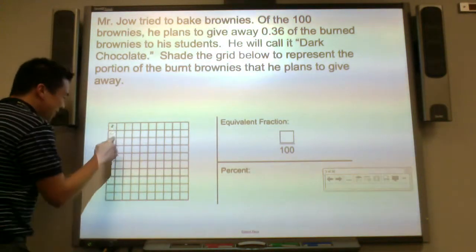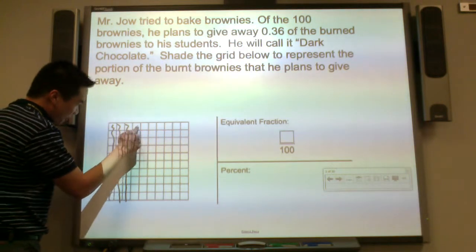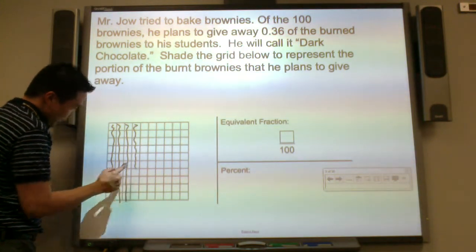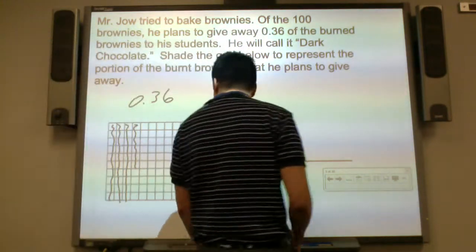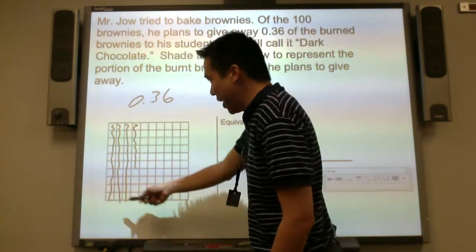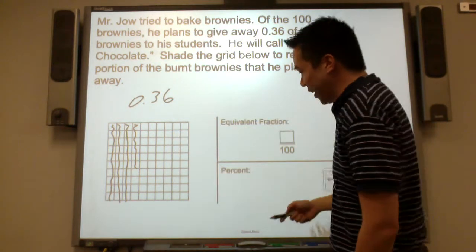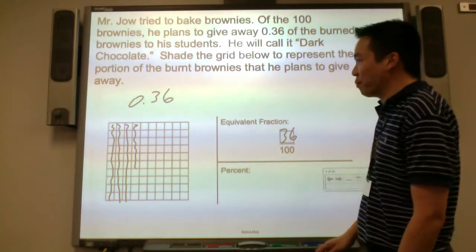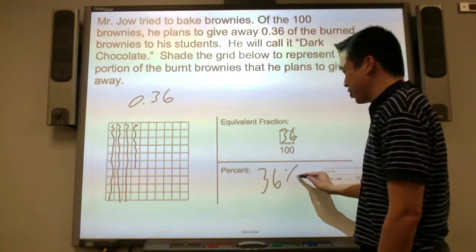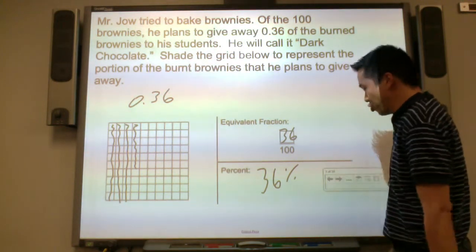So he's going to give away 36 hundredths of it. So that's 36 hundredths. What fraction of the 100 brownies, out of 100, per 100, how many does he plan to give away? 36 per 100, or 36 out of 100. And what percent is that? 36%. Because remember, percent means per 100.